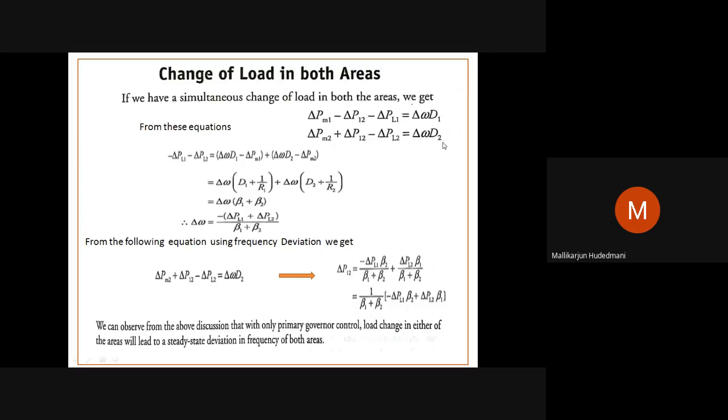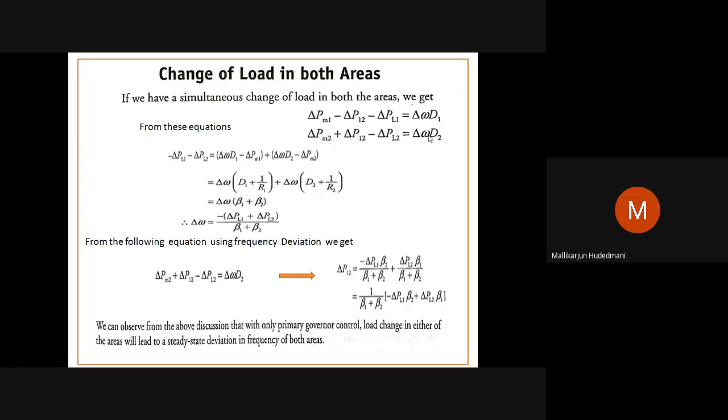Now you will find exchange of power among the corporations, and there is a change in load in area 1. This is a demand on area 1. This is a demand on area 2. Both the areas are experiencing a change in load. Then the delta omega is commonly felt by both the areas. How is that? Energy balance is worked out.